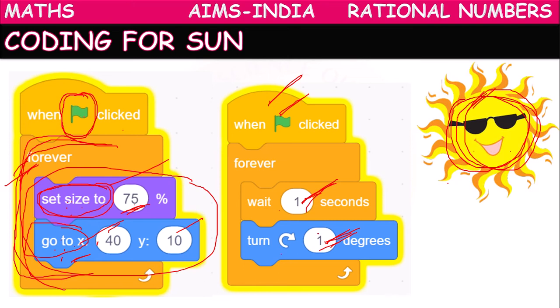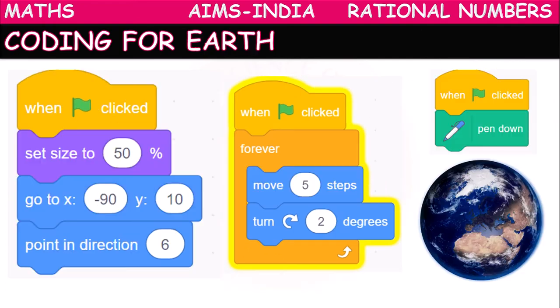And while rotating, it will wait for 1 second, it will rotate. Wait for 1 second, it will rotate. Like that, slowly it will rotate. Otherwise, if we remove that wait, it will rotate somewhat fast. So for rotation, one code we have to write. So next, coding for earth.